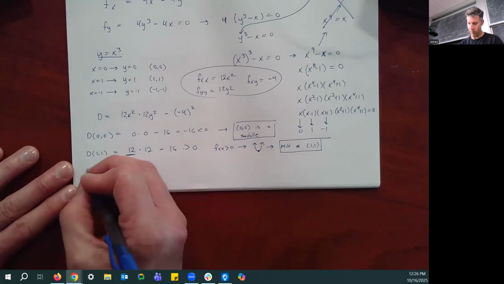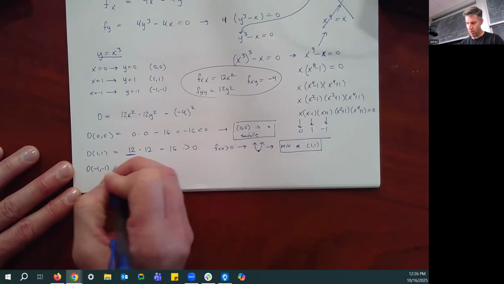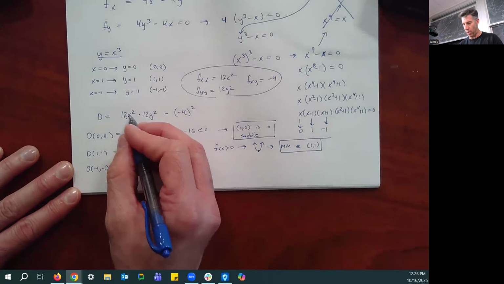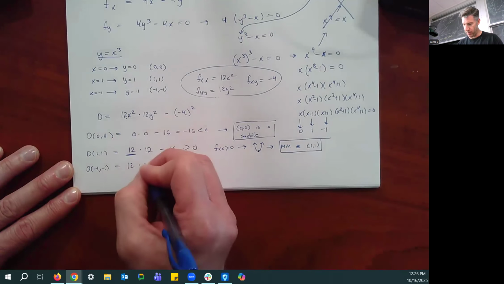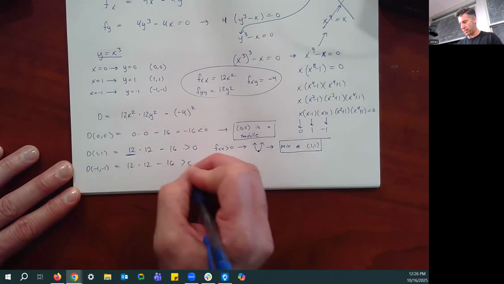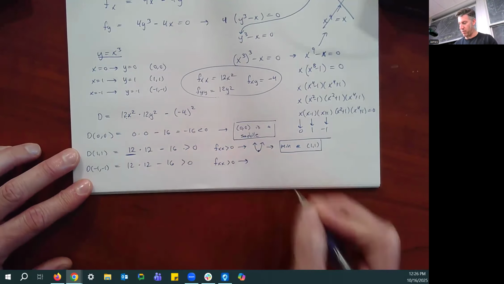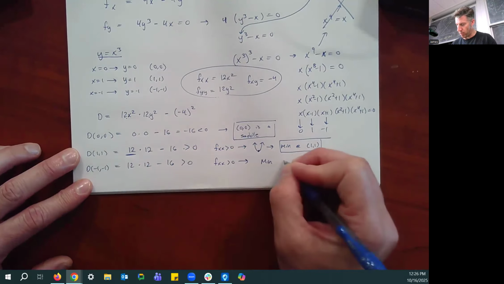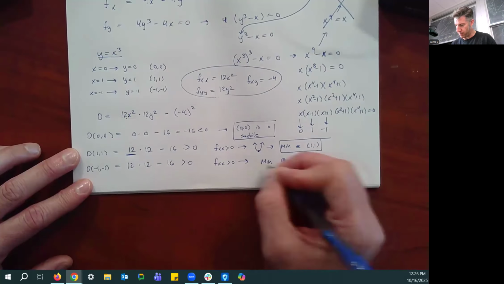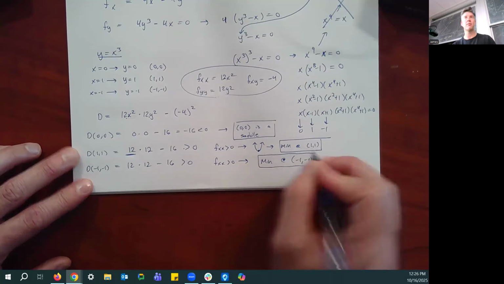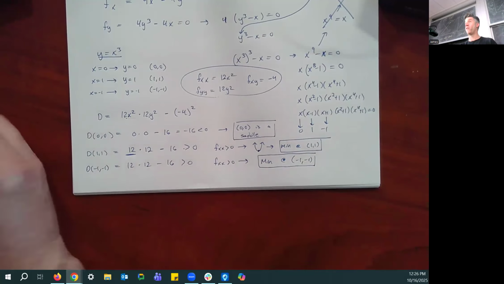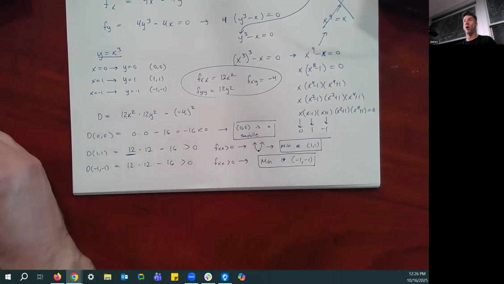Similarly, if we plug in -1, -1, we're going to get 12 times 1 times 12 times 1 minus 16 again. This is also positive. Our fxx is also positive, so we also have a minimum. So also a minimum at -1, -1. So this function, this surface, has 2 minimums and 1 saddle point.